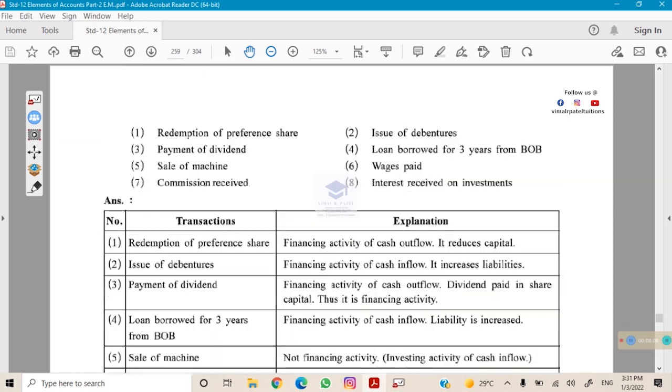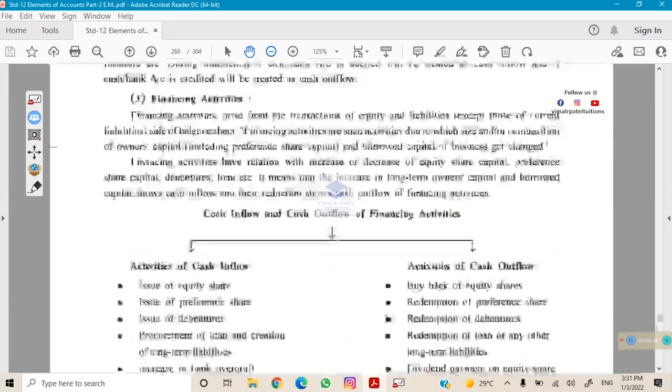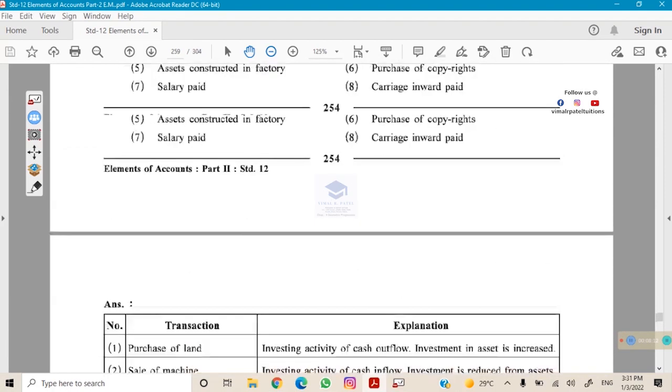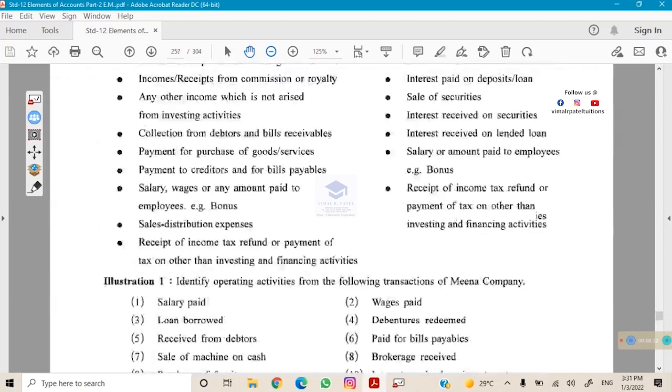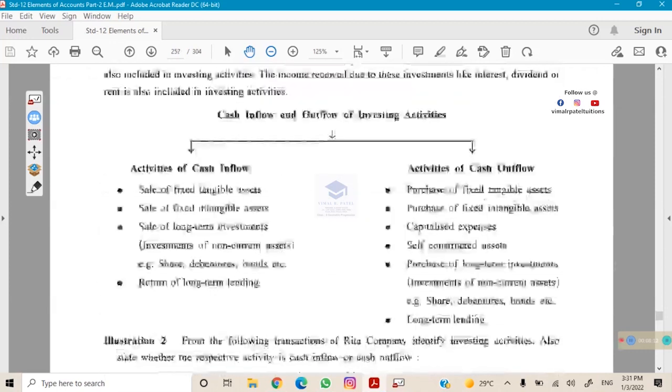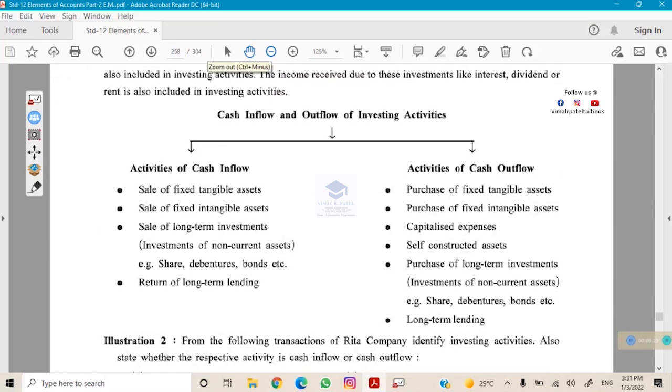Now, cash flow from investing activities. So cash inflow and cash outflow. Whenever you are selling a non-current asset, tangible, intangible, means fixed tangible asset, fixed intangible asset, long-term investment, long-term lending, and you receive any cash from the sale proceeds of it, it is called cash inflow. And whenever you are purchasing any non-current asset, fixed asset, tangible asset, intangible asset, long-term investment, it is cash outflow from investing activities.